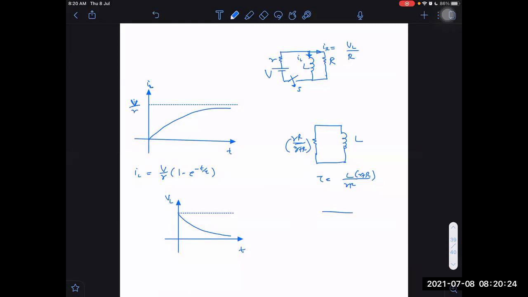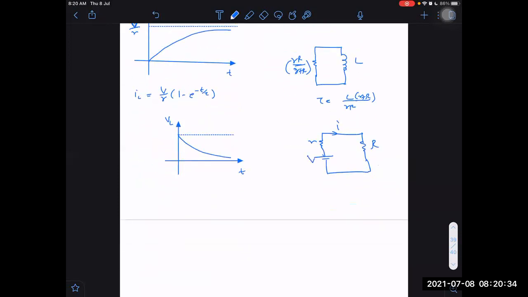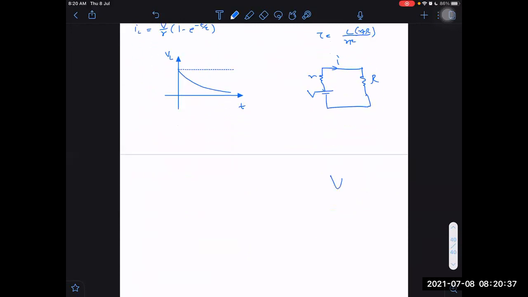In that case, what would be the voltage? It is V upon R plus r, the current, multiplied by capital R, right? That is the voltage across the inductor in the beginning at t equal to 0, just after closing the switch, 0 plus seconds.